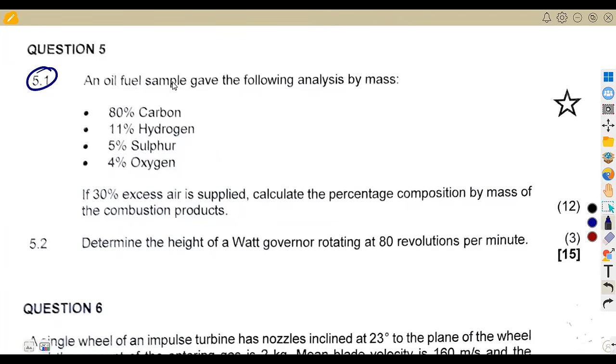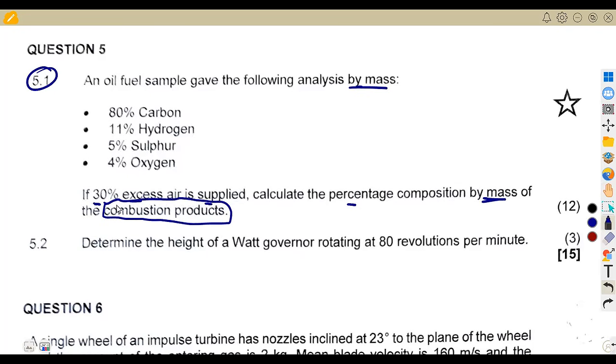An oil fuel sample gave the following analysis. This is the analysis by mass, whereby we're given the percentages of carbon, hydrogen, sulfur, and oxygen. Then if 30% excess air is supplied, calculate the percentage combustion by mass, take note by mass, of the combustion products. We are dealing with the products in this case.